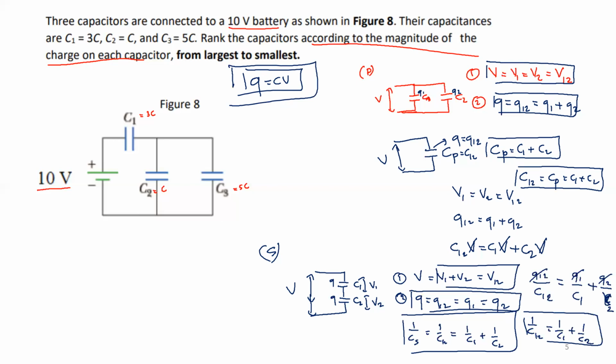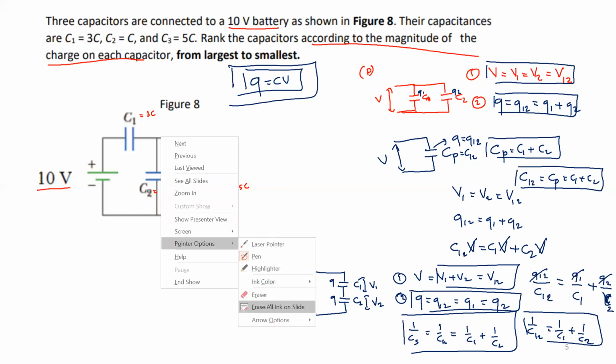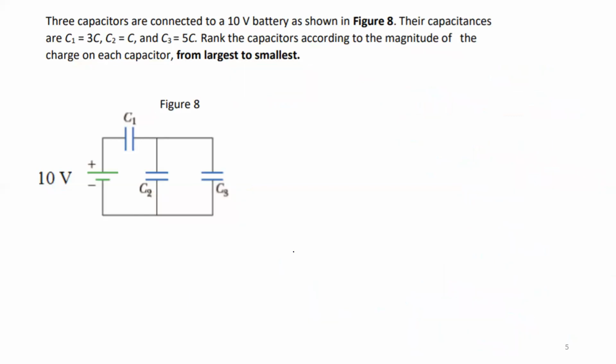Okay, this was just a reminder. Now let's go and solve our problem. Let me erase this and solve now our problem. So as we said, C1 is equal to 3C, C2 is equal to C, and C3 is equal to 5C. The question is: rank the capacitors according to the magnitude of the charge on each capacitor. Good. So basically I want Q3, what is Q2, and what is Q1? That's what I want. And then I rank them.